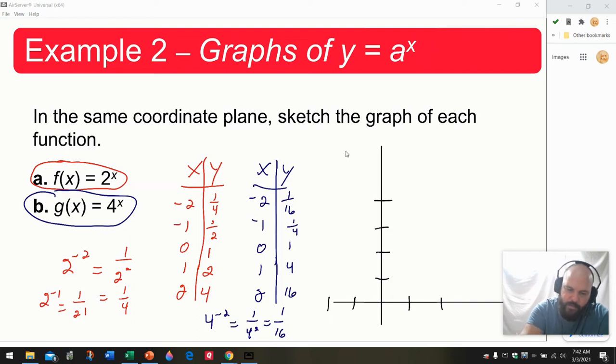Give you an idea. Okay, so we're going to go ahead and graph the red one. -2, 1/4. That's really pretty small. Maybe a little bit higher than that. We'll say about right there.